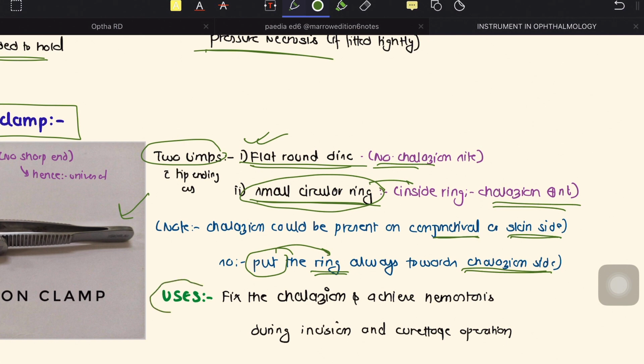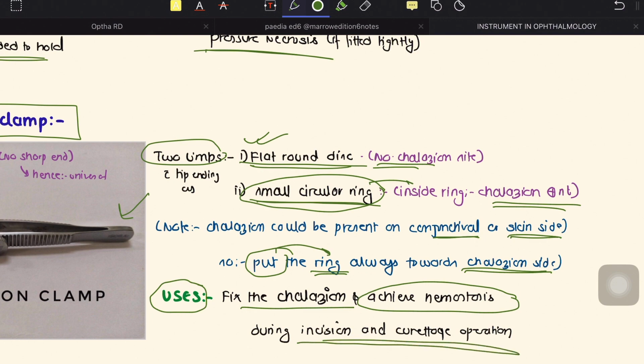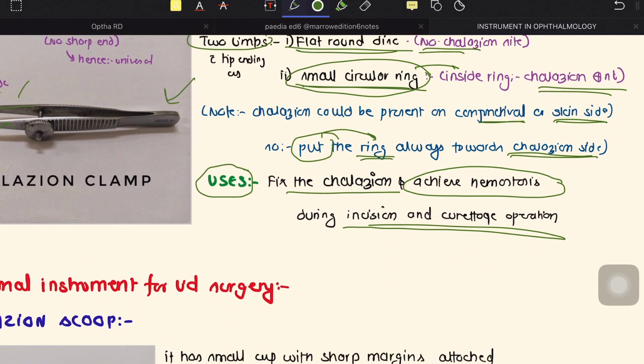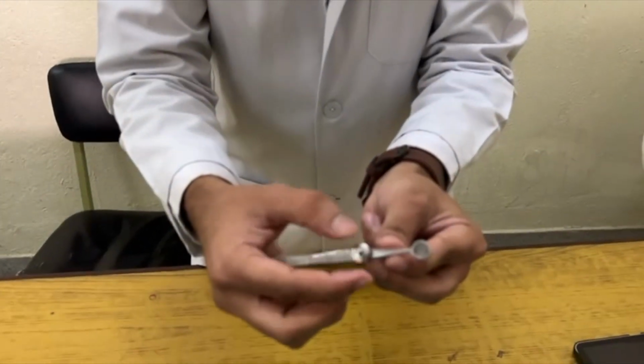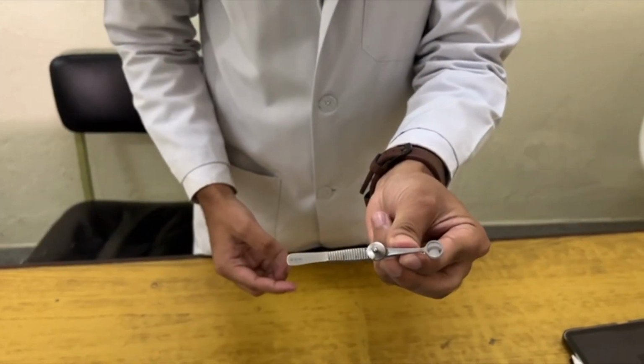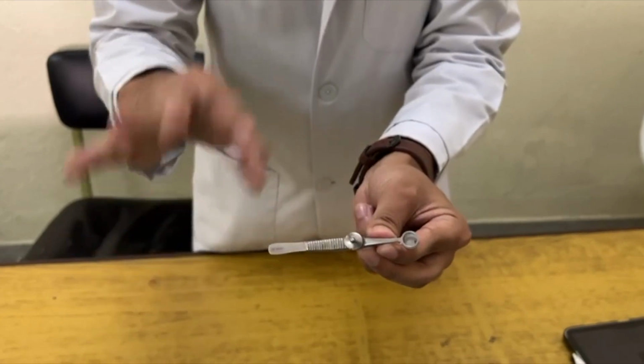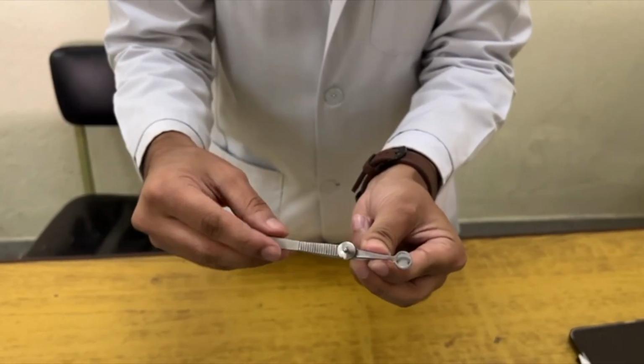So what are the uses of the Collagen clamp? It is used to fix the Collagen and to achieve hemostasis during the procedure of incision and curettage operation. This is a Collagen clamp. As we can see, this is also a metallic device. It has a clamping mechanism which is used to achieve hemostasis, and it will retain its shape while doing surgery. And it has two limbs.